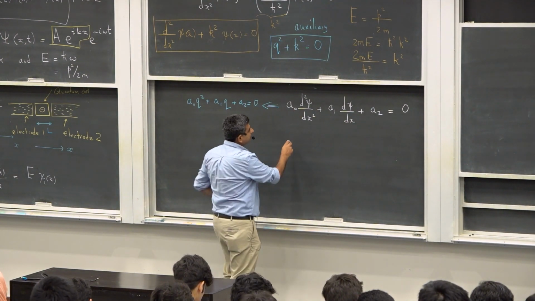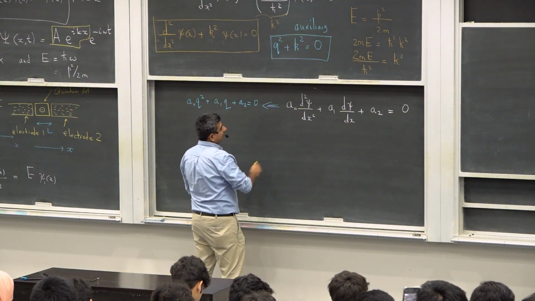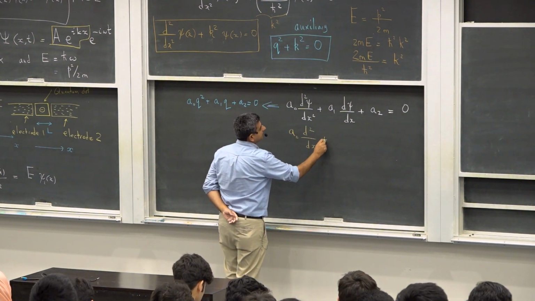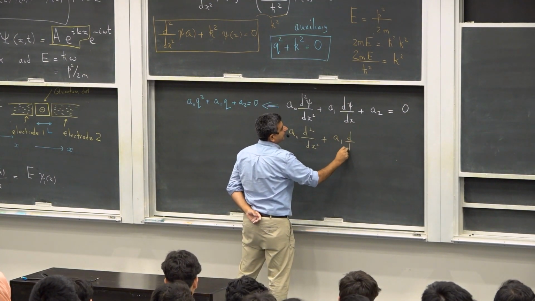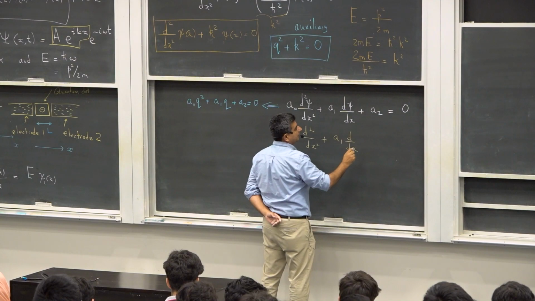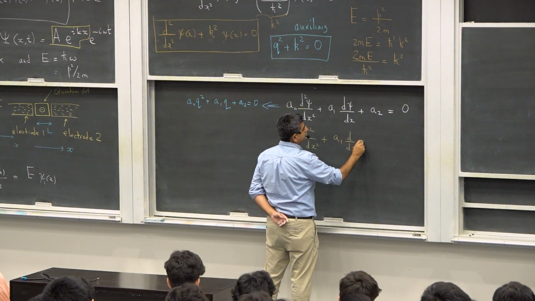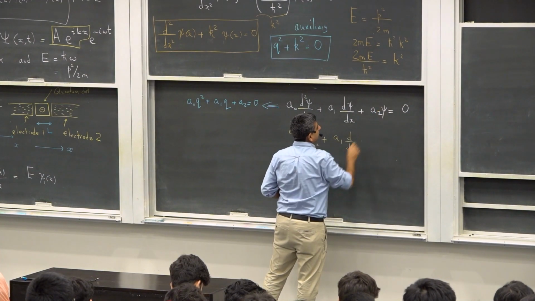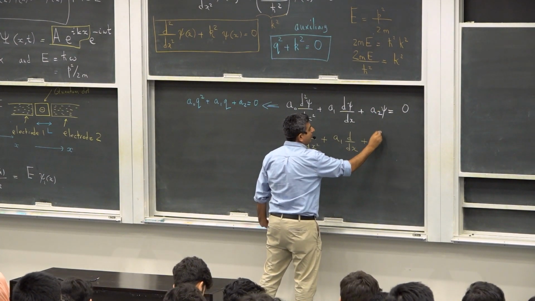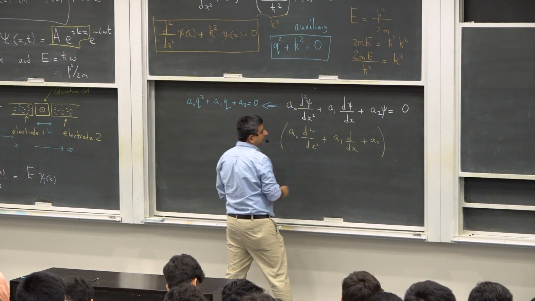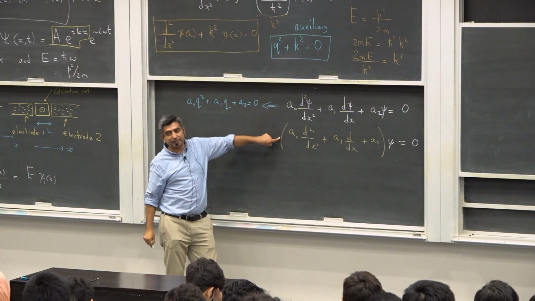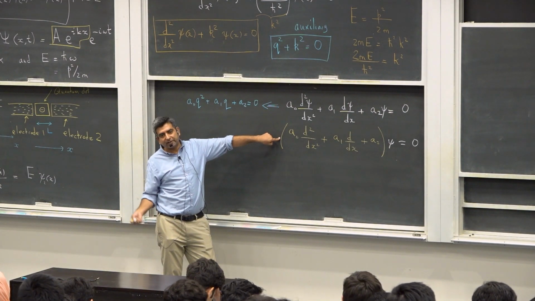In other words, just imagine this as a naught d square dx square plus a1 d dx, sorry, there's a psi here as well. Sorry, I forgot this. There's a psi here as well. Plus a2, all of this acting on psi to give me 0. So this differential equation is also this, written in a different form.